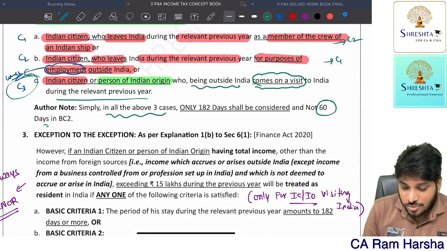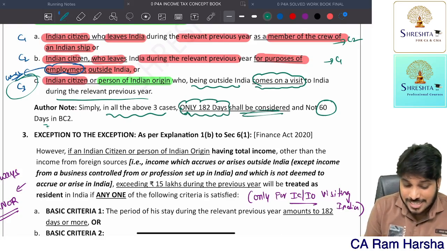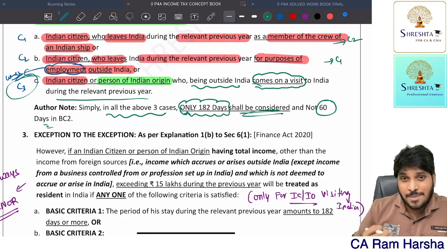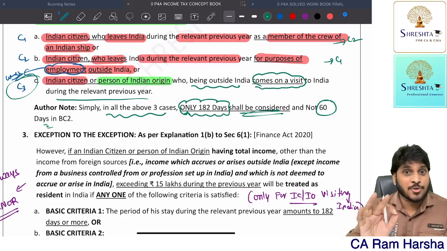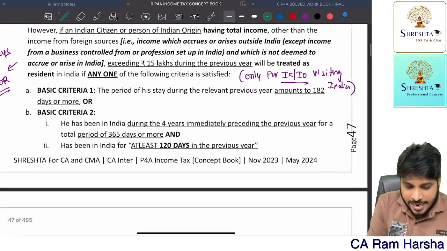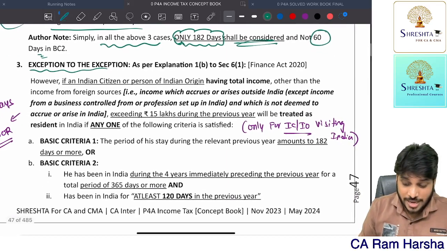Simply, in all the above 3 cases, only 182 days shall be considered and not 60 days in basic condition 2. Hope you're clear. Why basic condition 2 was given relaxation? I hope you're clear. Getting it? Now, this heading, I mentioned it as exception to exception. Exception to exception for which case?